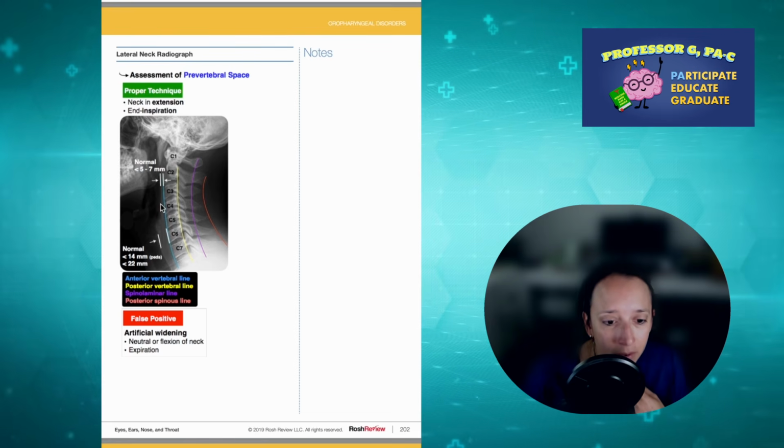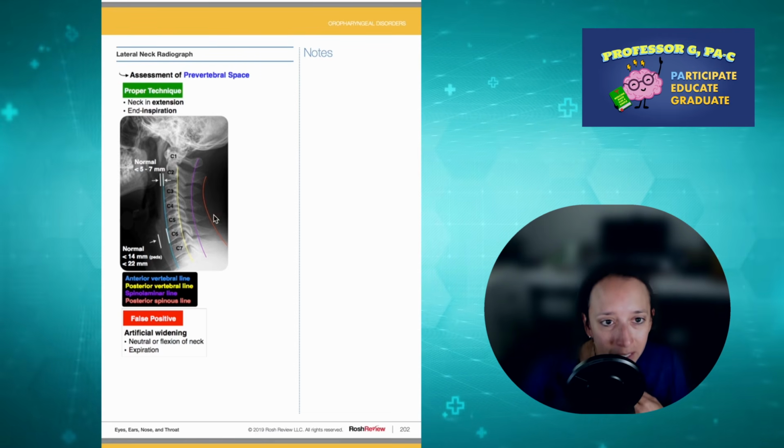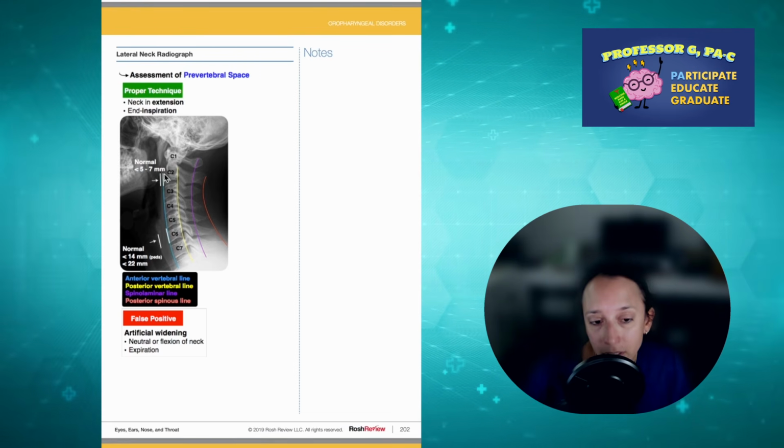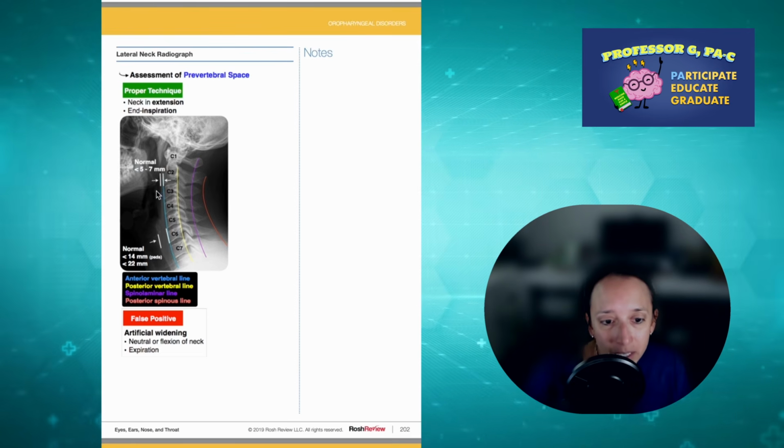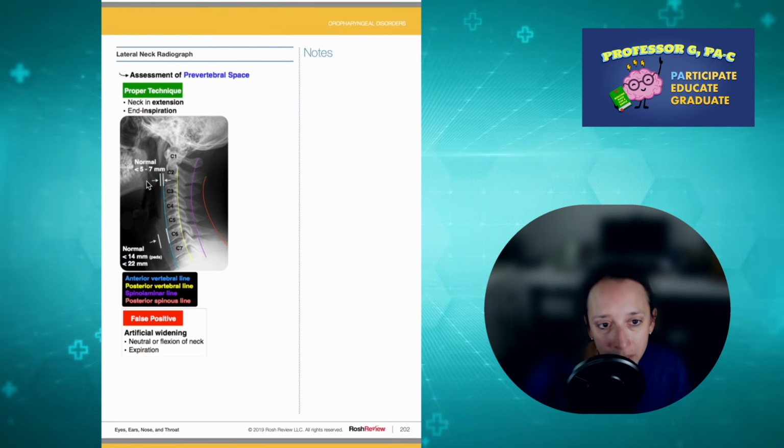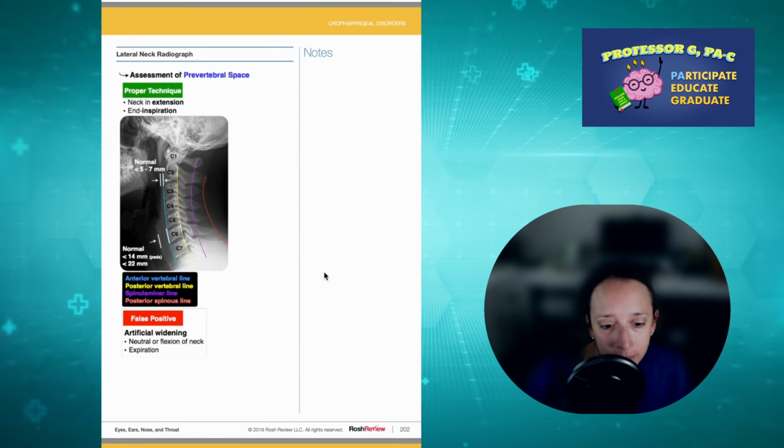And again, here are the different lines and spaces here. I don't know that you'd have to know the different spaces, but it is good to know that if you have a widened area up here by C2, then that can be indicative of a retropharyngeal abscess.